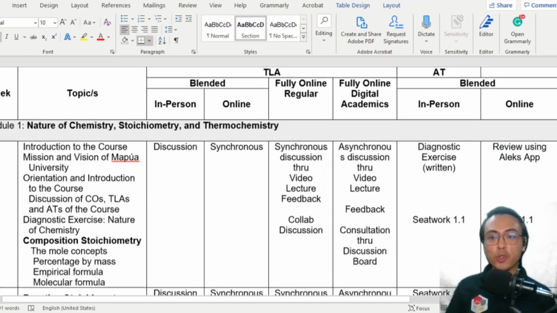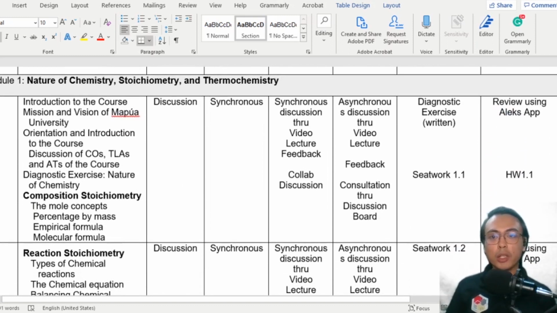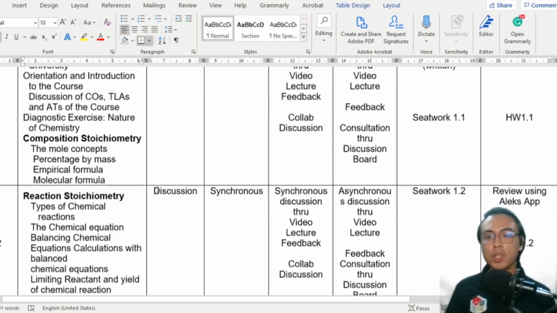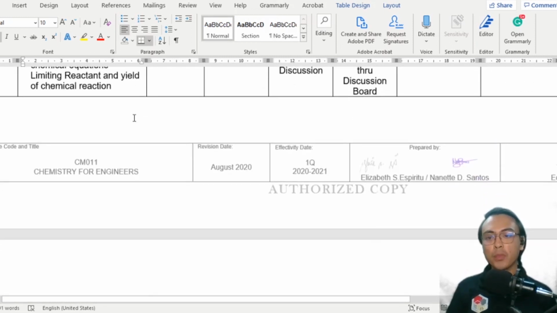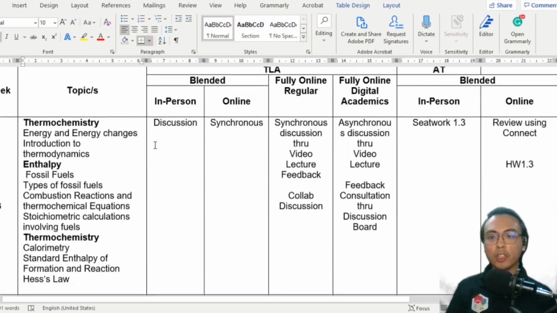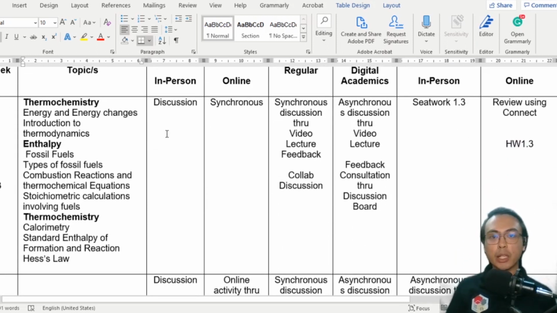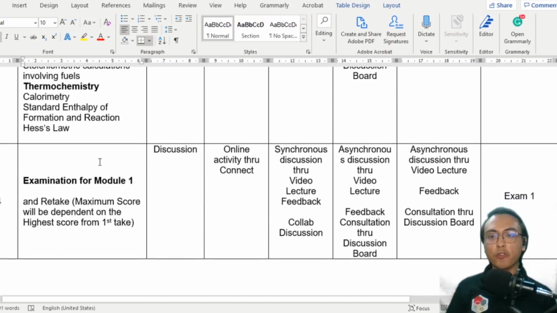For the first module, we are on week 1. So this is the introduction to the course, and we will also be discussing the topic composition stoichiometry. For the second week, we have the topic reaction stoichiometry. For the third week, we have the topic thermochemistry. And for the fourth week, that is dedicated for your Module 1 examination.